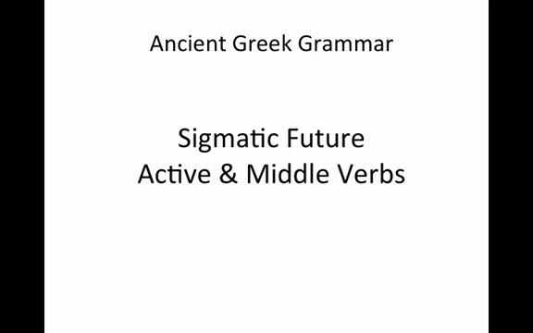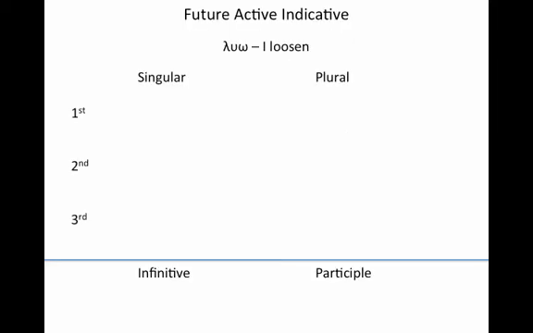Today we're going to talk about the sigmatic future of active and middle verbs in ancient Greek. And the sigmatic future is actually very easy. So as always, we go to our first principal part. Here we're going to use luo. We drop off the omega to get our stem. And we're going to add our endings.